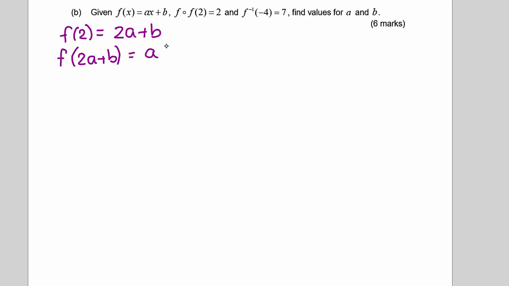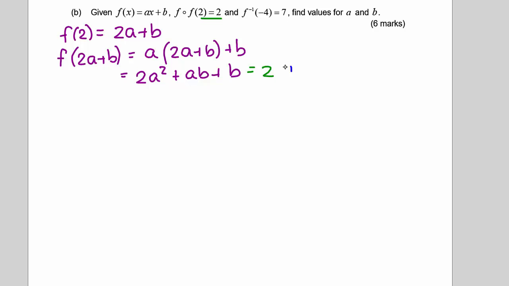So that would be a upon 2a plus b, which is 2a squared plus ab plus b. And we know that that equals 2, because they told us that up here. Okay, so far so good. Hasn't really given me anything yet, but you know, we're getting somewhere.